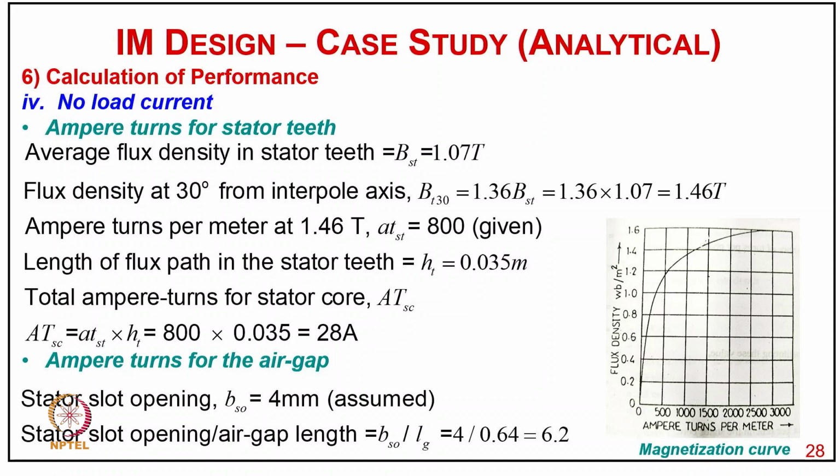So the total ampere turns of the stator will be capital AT_ST equal to small at_st into HST. Putting in the value, it comes to 28 ampere. Now coming to the ampere turns for the air gap, which is the major component. We can say the slot opening BSO equal to 4 millimeter, and the slot opening over air gap is BSO upon LG, that is 4 divided by 0.4, which is 6.2.